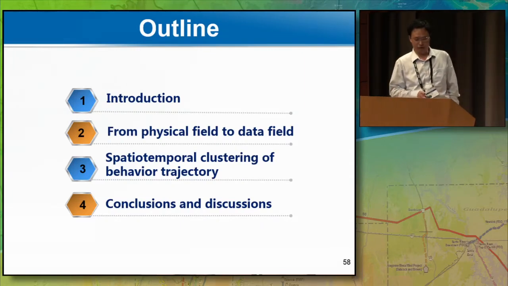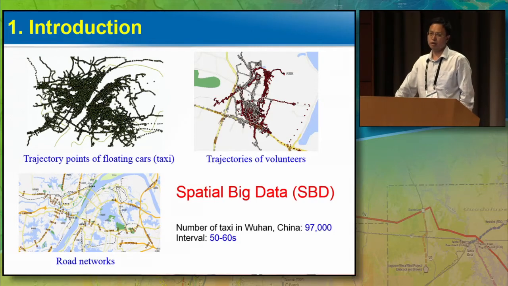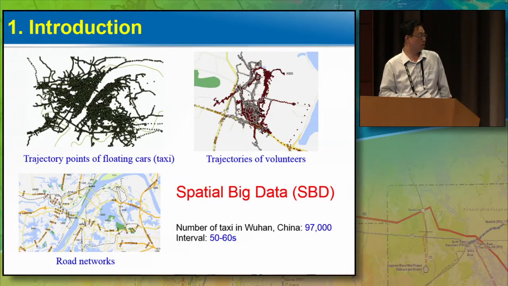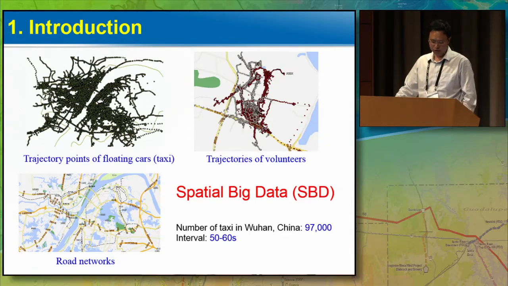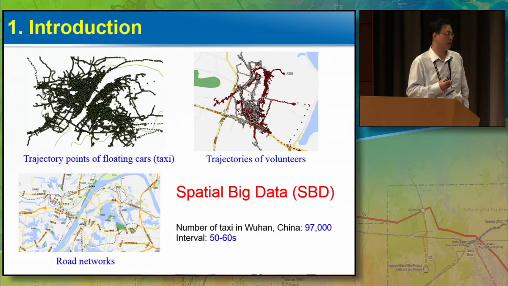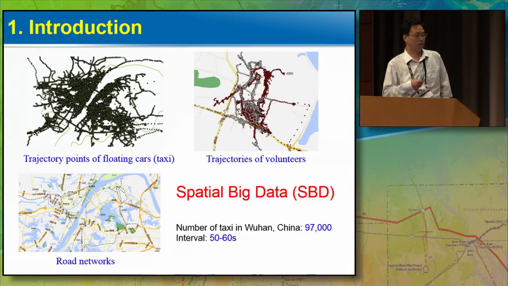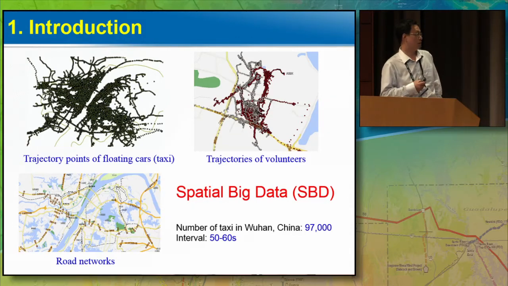Here is the outline. Introduction. Now we can acquire many trajectory data, including some trajectory points of floating cars and some trajectories of volunteers. For example, we can give some wrist watches to some volunteers to collect their trajectories, and some route networks are the base map of their trajectory analysis.